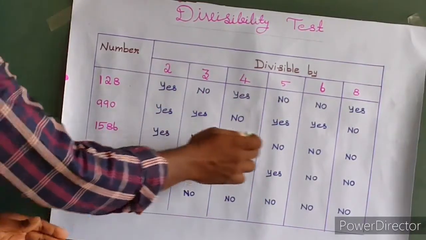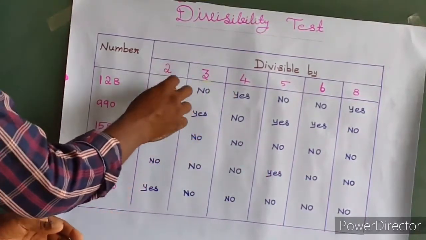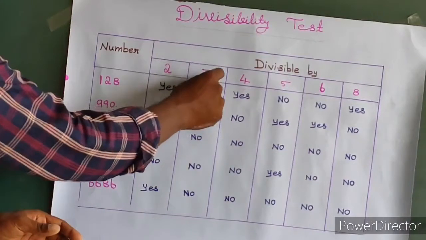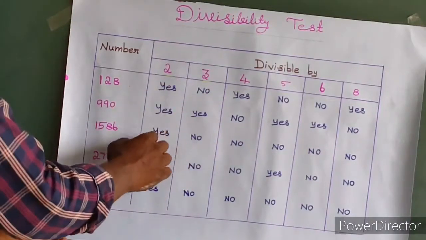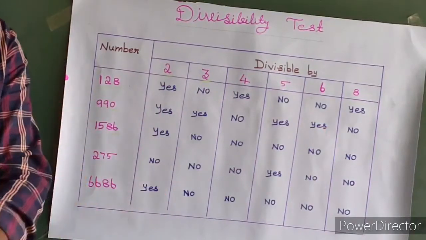And is this number divisible by 6 or not? So consider the divisibility test for 2 and 3. The number is divisible by 2, but this number is not divisible by 3. So this number is not divisible by 6. A number that is divisible by both 2 and 3 is divisible by 6.